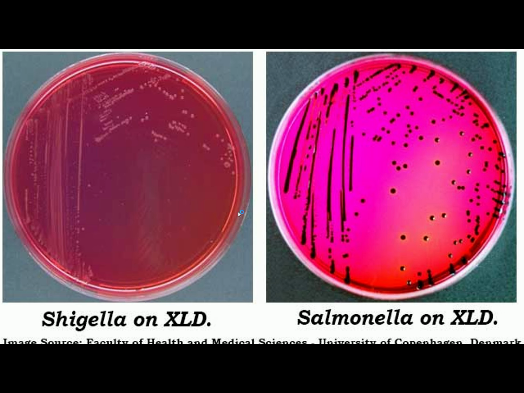So, ito si XLD nyo. So, on the left one is the Shigella. So, colorless. But Salmonella is originally colorless as well. But dahil nga nagpo-produce siya ng hydrogen sulfide, it now has a black center, making the colony appear black.